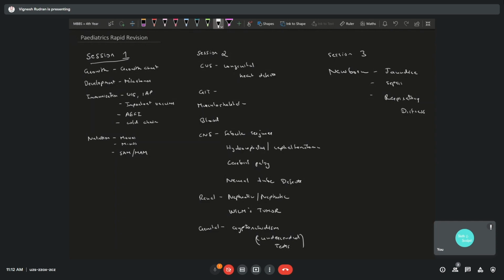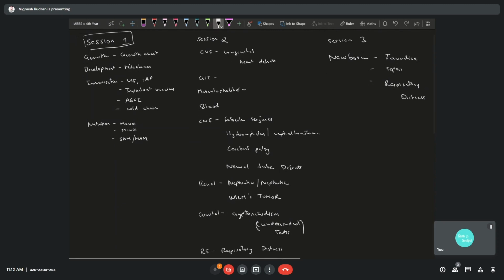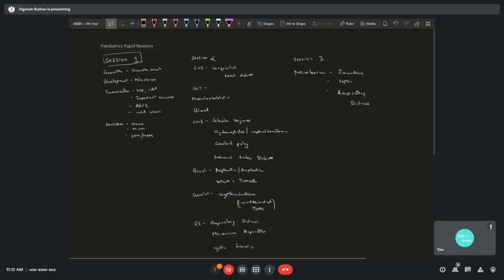The 3 sessions we are going to have: in the first session I'll be covering growth with growth chart, your development milestones, how to remember them, and then your immunization, your universal immunization schedule, your Indian Academy of Pediatrics schedule, and then a few points about important vaccines and acute events following immunization, and then finally about cold chain. The last thing will be about your nutrition, your macronutrition, micronutrition, and the deficiency of that, which is your SAM, MAM, your kwashiorkor, marasmus, all of those things.